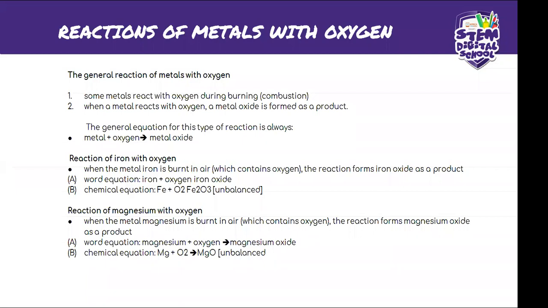Oxygen. So let's look at magnesium reacting with oxygen. When the metal magnesium is burnt in air, which contains oxygen, the reaction forms what? Magnesium oxide as a product. So as I said, a word equation is going to be magnesium plus oxygen giving us what? Magnesium oxide. And the chemical equation is going to be Mg plus O2 giving us MgO.